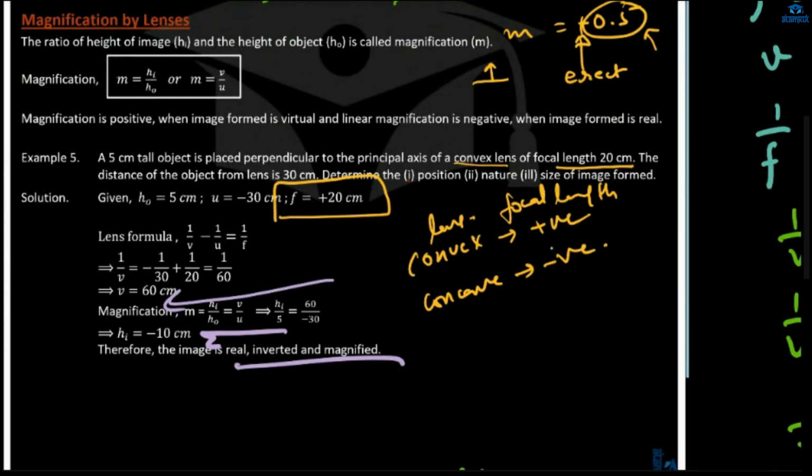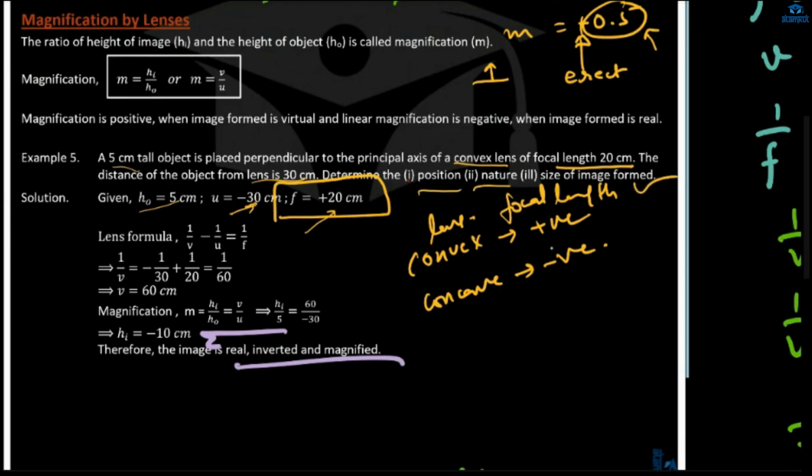Everything is given here. A 5 centimeter tall object, so HO is equal to 5 centimeters, placed perpendicular to the principal axis of a convex lens of focal length 20 centimeter, so F is equal to plus 20, and the distance of the object from the lens is minus 30, means U is equal to minus 30. So we can easily find V. V is found to be 60 after calculating. So V is equal to 60 centimeter, and then we'll find the magnification, because it's asking for the position, nature, and size of the image formed.